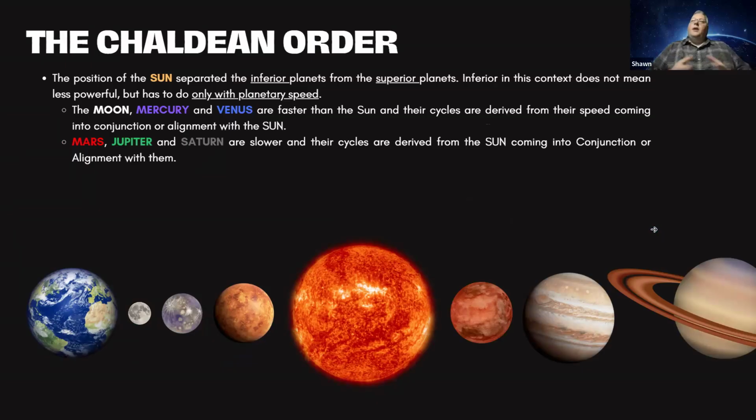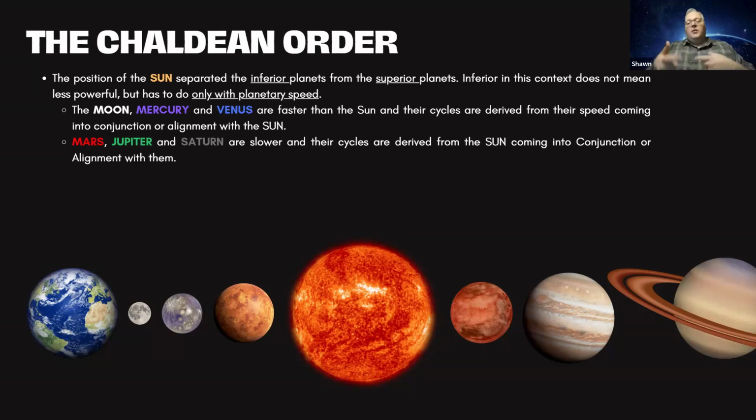So what's really important here is not only thinking about the planetary speed with the Chaldean order, but also there's something about the position of these planets and their relationship to one another that was indicative of their cycles. So for example, the position of the sun separated the inferior planets from the superior planets. Now, what do I mean by that? Well, inferior wasn't necessarily an indication of less powerful. It only had to do with the fact that these planets were faster than the sun. The superior planets were all those planets that were slower than the sun.